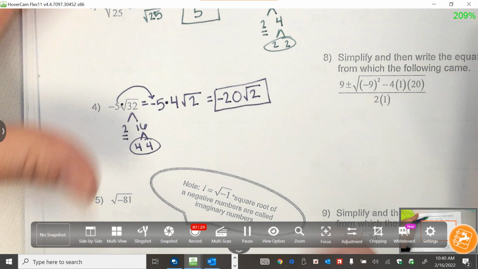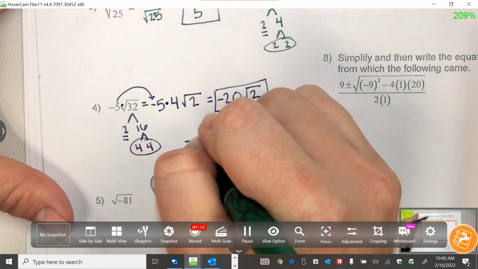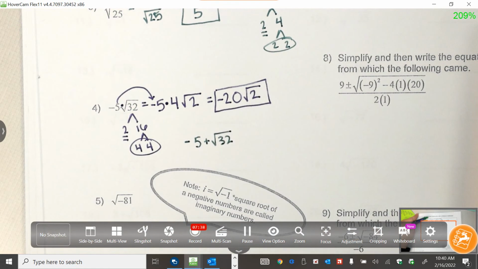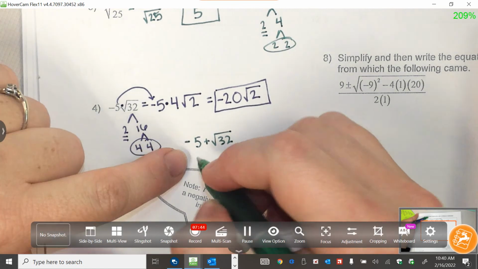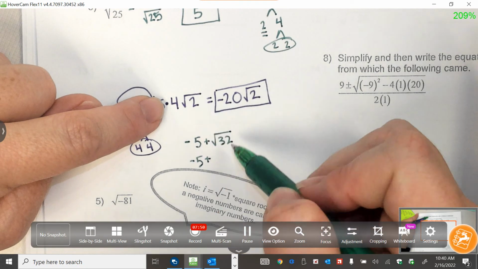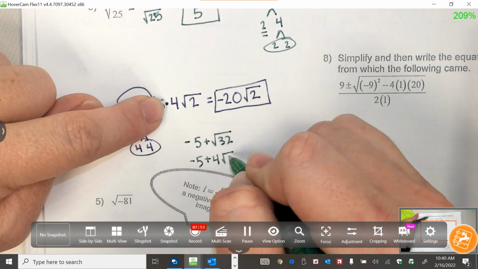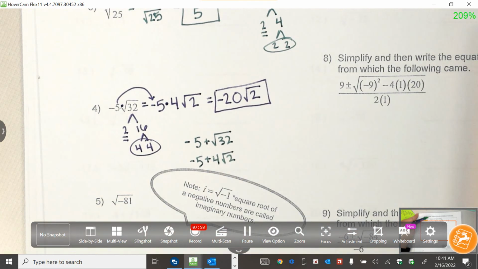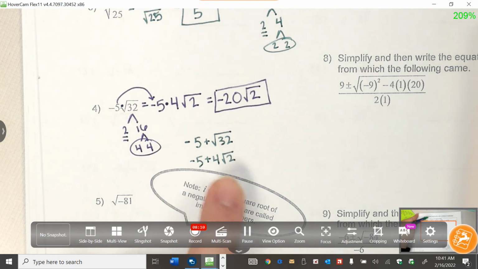Now, what if it looked like this? Well, I want you to realize that negative 5 would come down, that plus sign would come down, and the square root of 32 was 4 square root of 2. Are these like terms? They're actually not. Square roots are like variables. To combine the coefficients, they have to have the same square root. So this does not have a square root, and this one does.